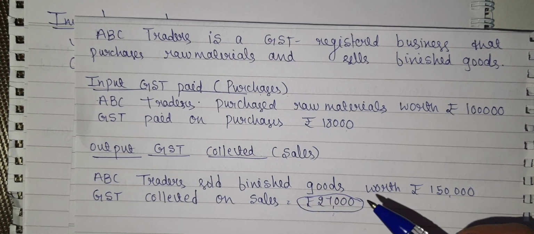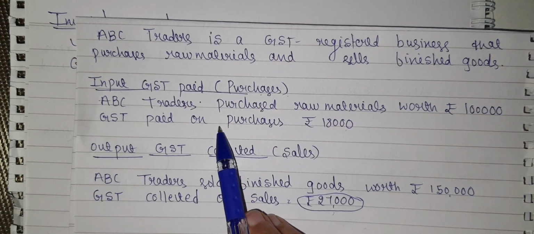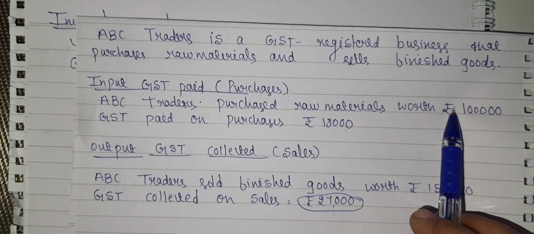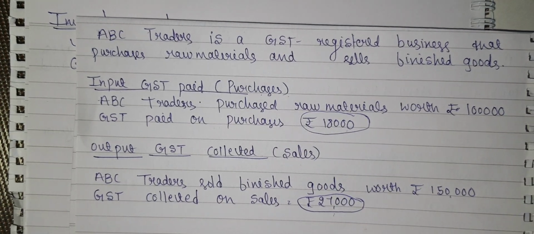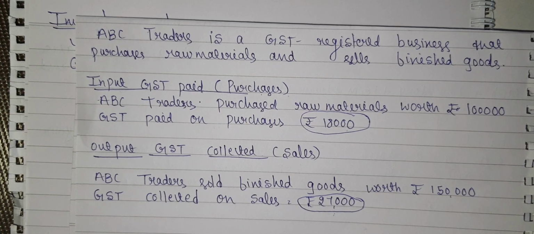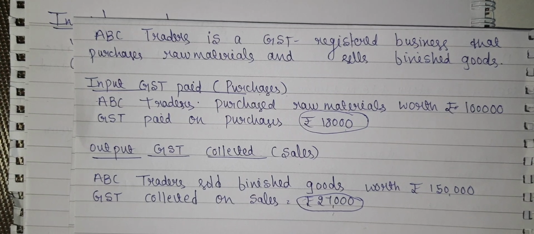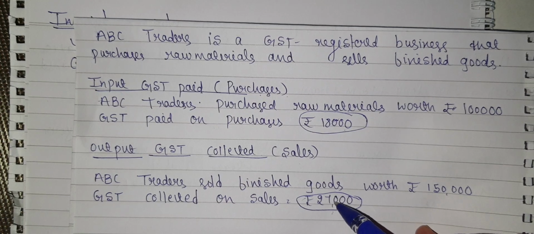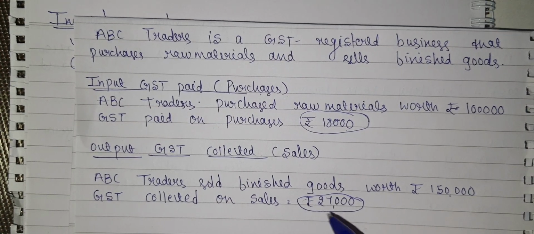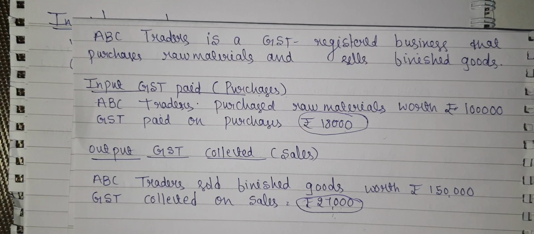Means here we will collect the GST from the customers. Here we will pay the GST to the suppliers. Means here we have already paid rupees 18,000. Means we need not to pay to the government full amount of rupees 27,000. Here we can use this input GST to set off against output GST. Means here we have to pay to the government or net GST payable, that is rupees 9,000. Means 27,000 minus 18,000, that is rupees 9,000.